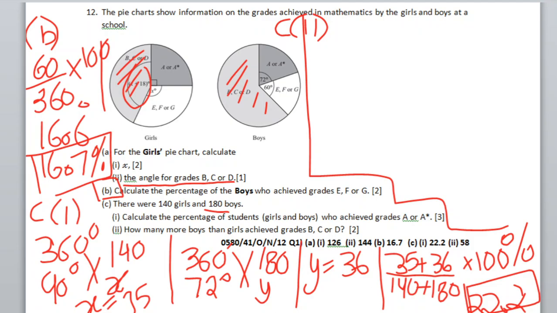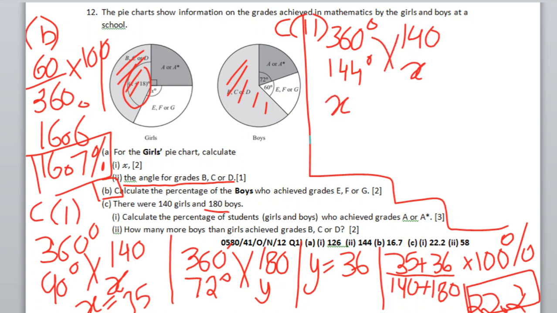So for girls, 360 degrees represent 140 total girls, and then 144 degrees will represent how many girls? Cross multiply and x will come out to be 56, I believe. 140 times 144 divided by 360, yes, we get 56. So we have 56 girls in this region.